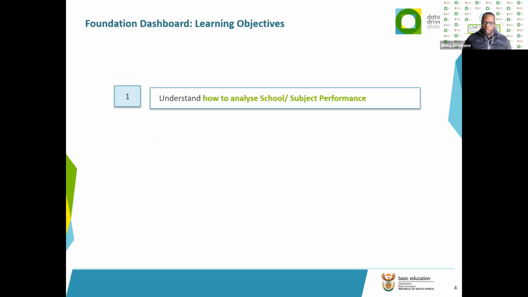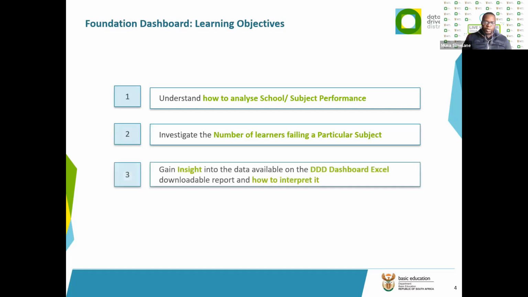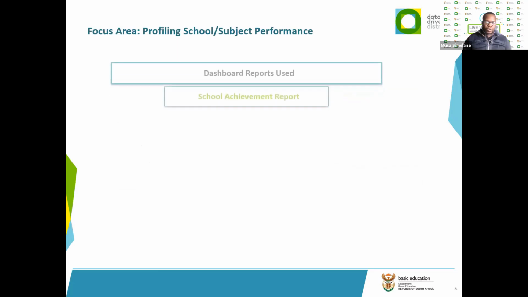Like I said, we're talking about the School Achievement Report. The first thing we're going to look at is how to analyze school or subject performance. Secondly, investigate the number of learners failing a particular subject. And finally, gain insight into the data available on the DDD dashboard Excel downloader report and how to interpret it.